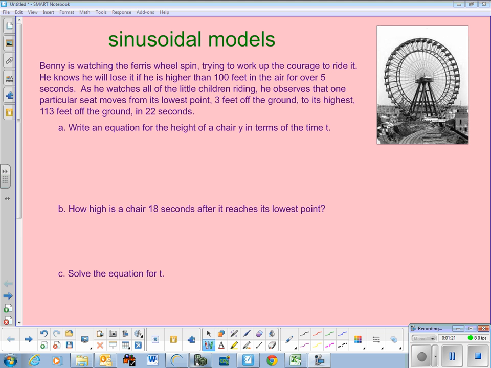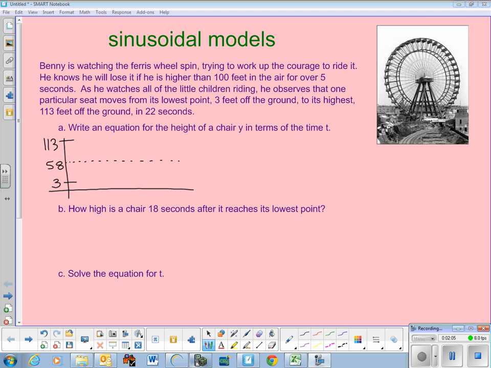What he saw when he timed it was that 3 feet off the ground was its lowest point, and its highest point was 113 feet off the ground, and that happened 22 seconds later. So the easiest way to do this is going to be to set up just a simple picture. 3 feet is the lowest. I made this 113 so it would have a nice 110 from top to bottom, which makes the amplitude 55. Right between 3 and 113, take that 110, cut it in half to get 55, add it to 3, you get 58. So our sinusoidal axis is at 58.